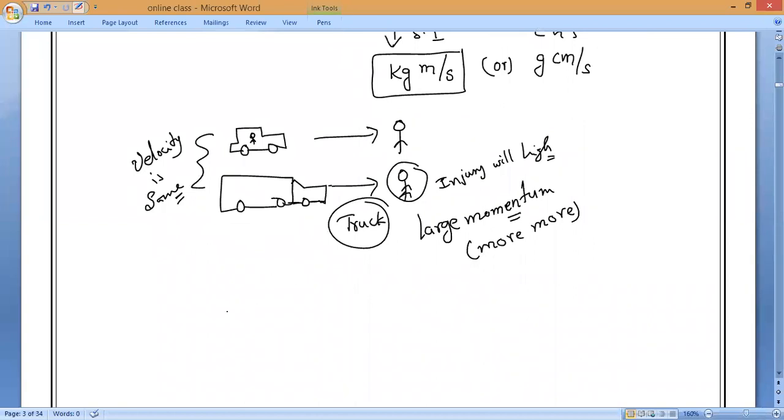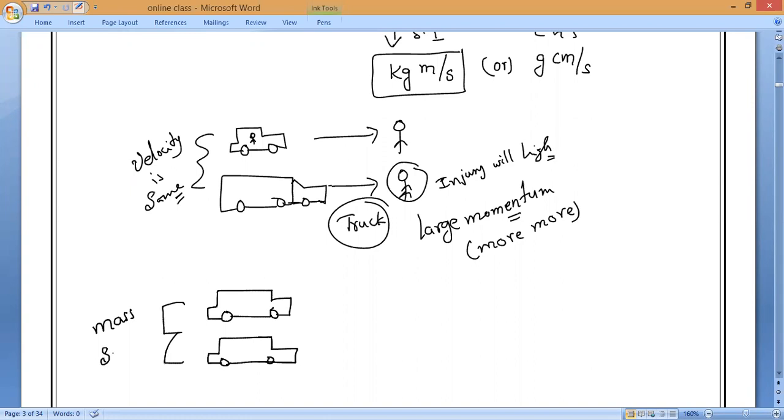Now, I have taken two of the same cars. Same two cars means, what about their masses? The mass is the same. So both are the same cars, and the mass remains the same. Then what will vary? The velocity. For example, one is 30 meters per second, and let me take the other as 100 meters per second.